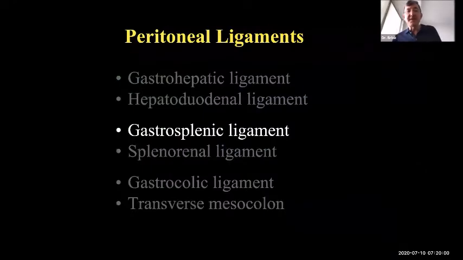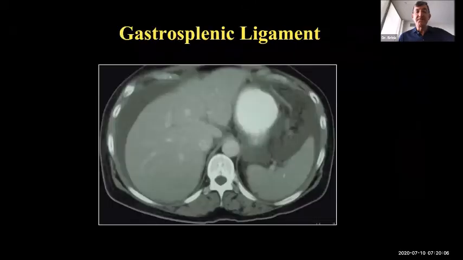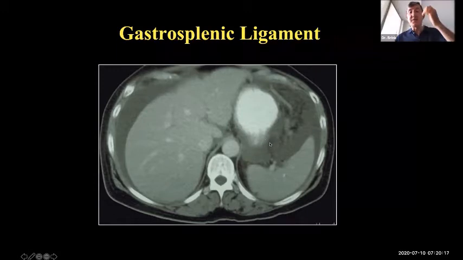Let's turn now to the left side of the abdomen, where we'll look at a similar pair of ligaments, the gastrosplenic ligament and its pair, the splenorenal ligament. The gastrosplenic ligament, unlike the hepatoduodenal ligament, is probably the most thin or filamentous ligament in the upper abdomen. It contains the fundus of the stomach, greater curvature, to the splenic hilum, and you can see it's rather thin and filamentous.